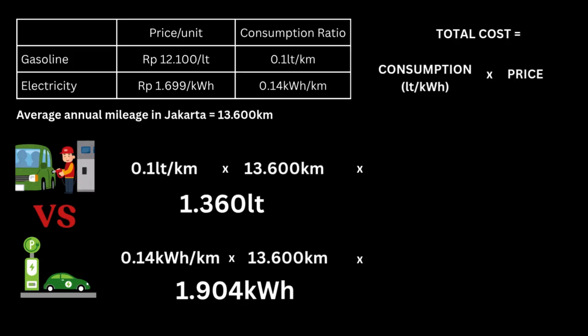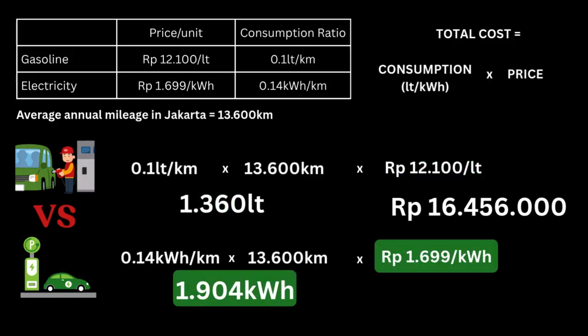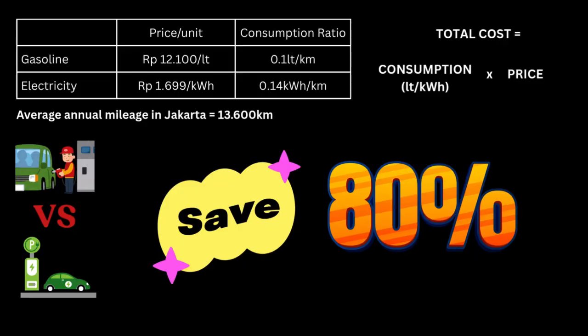Then we will multiply it by the price of the gasoline and the electricity. Then we will get the total cost spent for gasoline cars is 16,456,000 rupiahs. And for electric cars, the total cost spent is 3,234,896 rupiahs. So in total, we save 13,221,104 rupiahs, or 80% of the money if we use electric cars rather than gasoline cars.